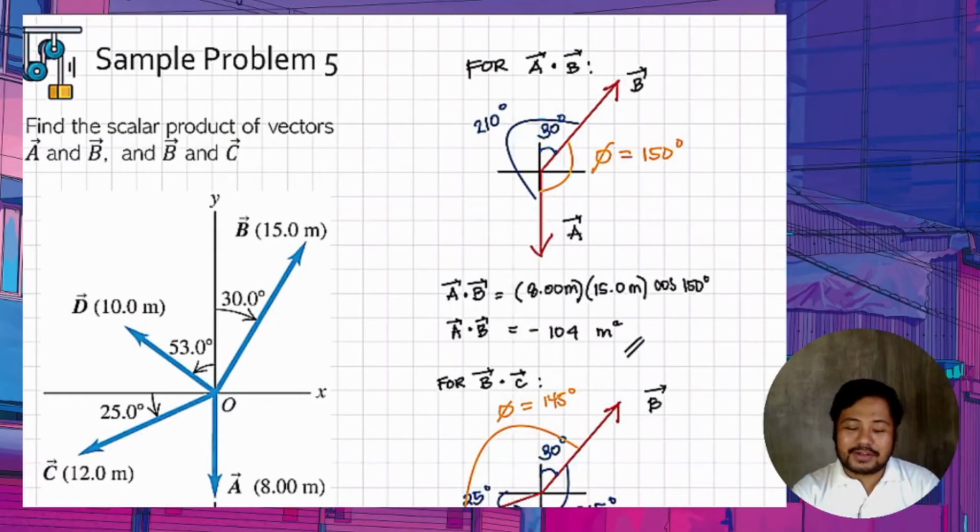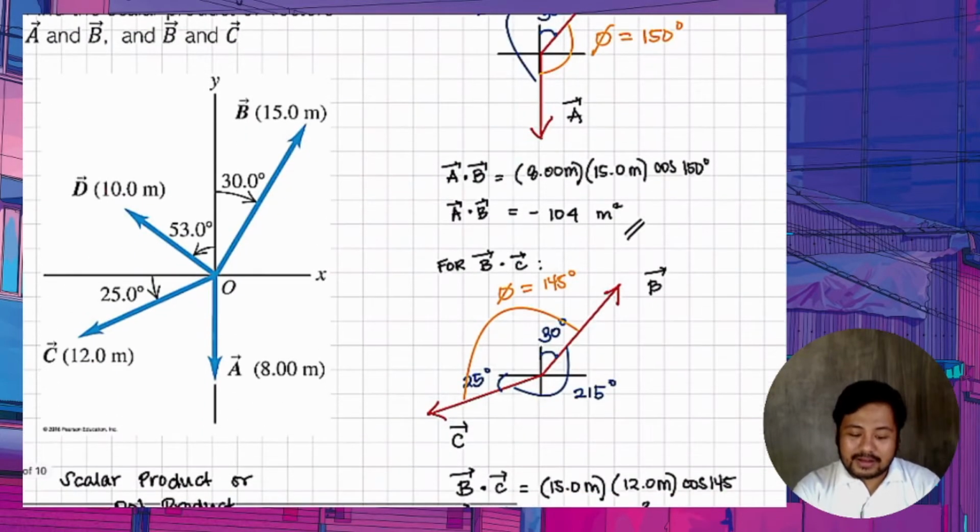So this is another video for our sample problem. This is the last set for our unit vectors, or for our vectors as a whole. Okay, so problem number 5. By the way, this should be sample problem number 4. Find the scalar product of vectors A and B, and B and C. So you have to do the scalar dot product of A and B, and B and C.